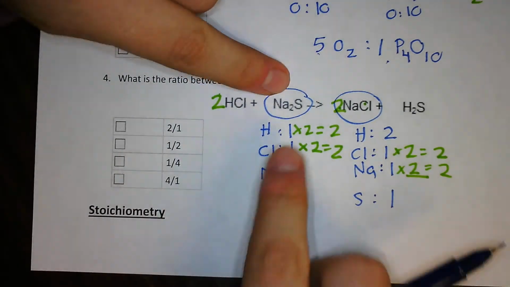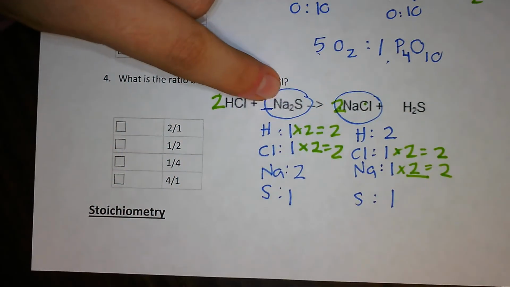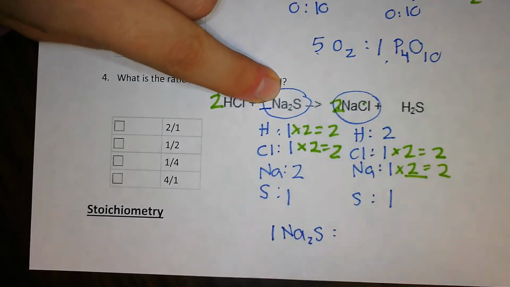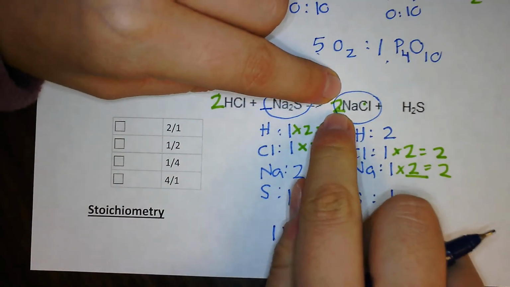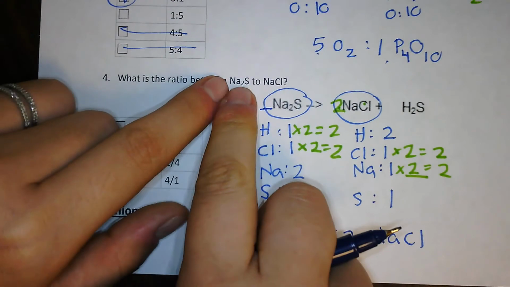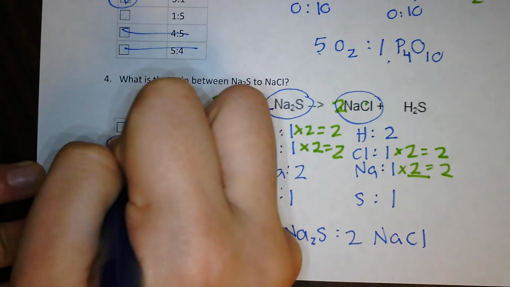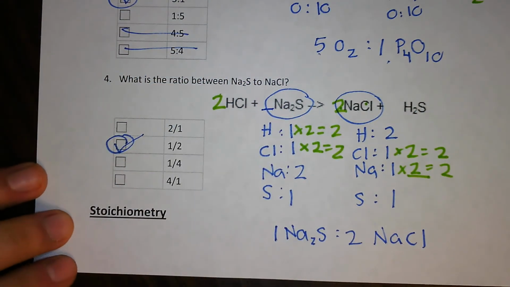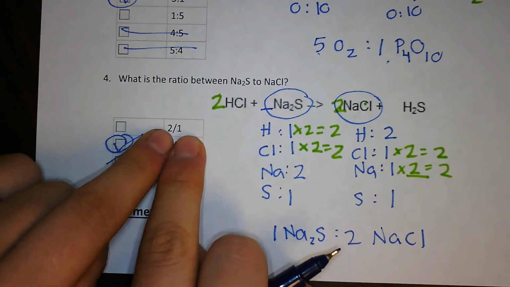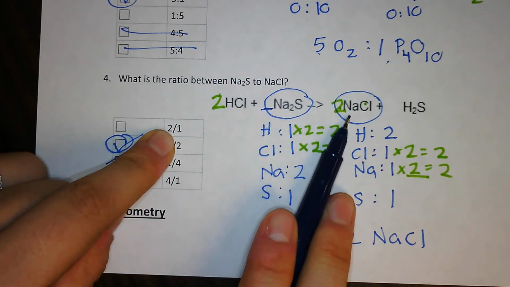So they want me to find the comparison molar ratio between Na2S and NaCl. There is no coefficient in front of Na2S, so I can assume that that is 1 Na2S. For every 1 Na2S, there are 2 NaCl. So my ratio between Na2S and NaCl is 1-to-2. These ratios can also be expressed as fractions. Don't let that freak you out. It's just 1-to-2. Again, notice that an option was 2-to-1. That is incorrect because the order they asked you to compare is Na2S to NaCl. 1-to-2. Not 2-to-1.